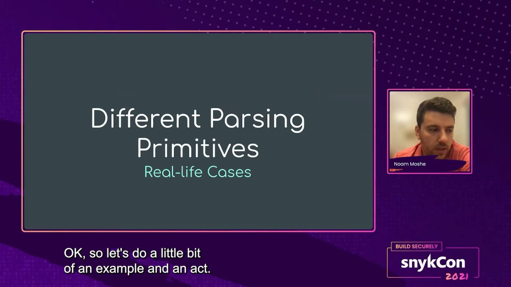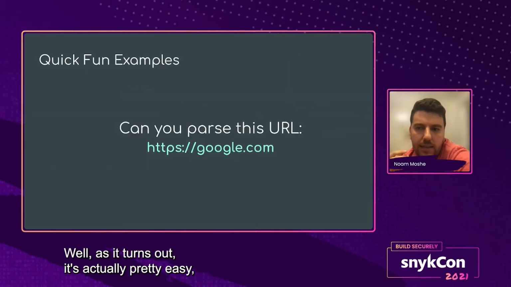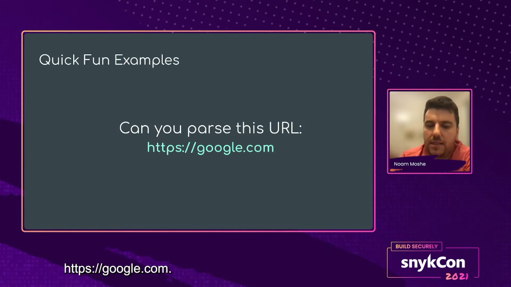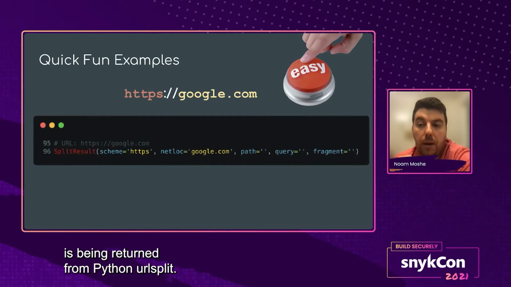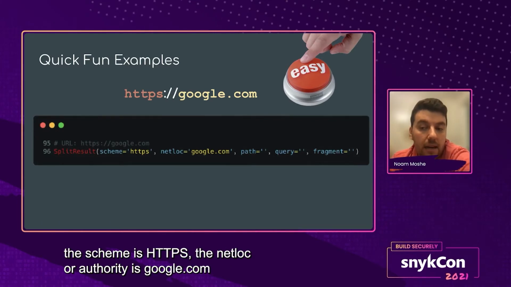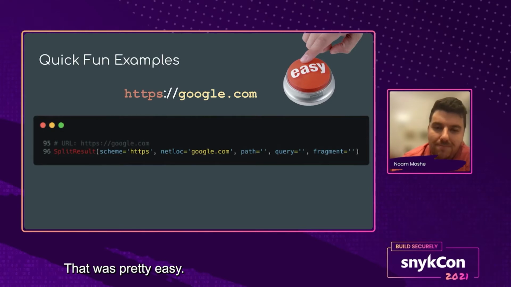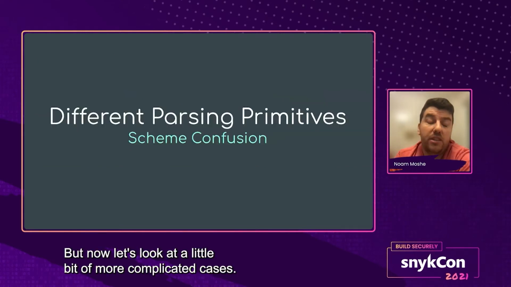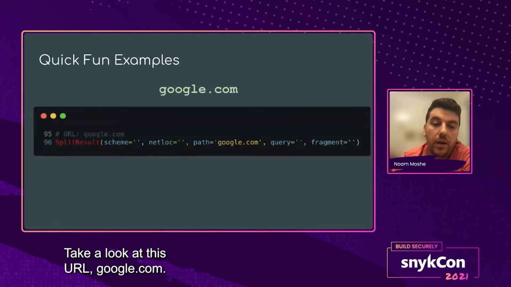Okay, so let's do a little bit of an example. Let's start by parsing this URL. As it turns out, it's actually pretty easy: https://google.com. Here's the result, returned from Python's urlsplit. As we can clearly see, the scheme is HTTPS, the netloc or authority is google.com, and there is no path, query, or fragment. That was pretty easy, but now let's look at some more complicated cases. For example, take a look at this URL.